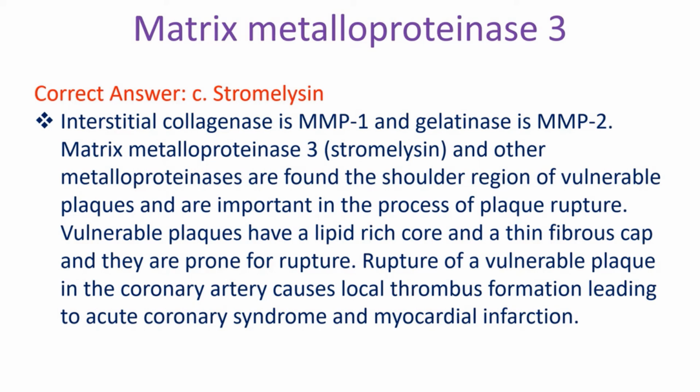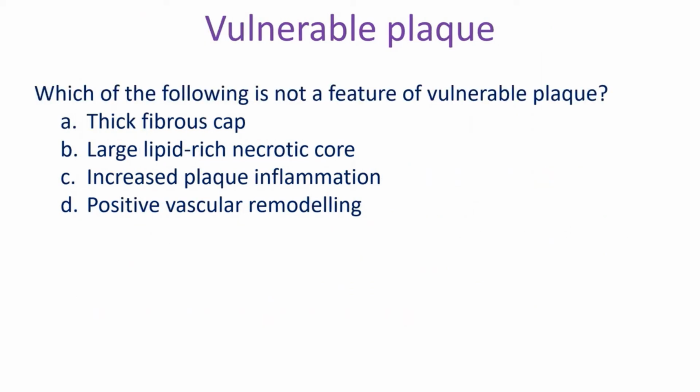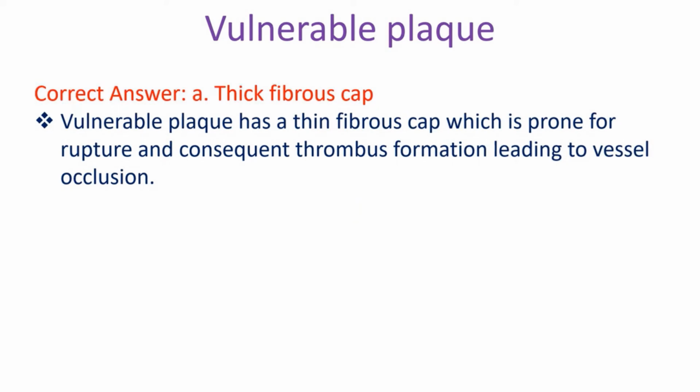Rupture of a vulnerable plaque in the coronary artery causes local thrombus formation, leading to acute coronary syndrome and myocardial infarction. Which of the following is not a feature of vulnerable plaque? A. Thick fibrous cap, B. Large lipid-rich necrotic core, C. Increased plaque inflammation, D. Positive vascular remodeling. Correct answer A. Thick fibrous cap. Vulnerable plaque has a thin fibrous cap which is prone to rupture and consequent thrombus formation, leading to vessel occlusion.